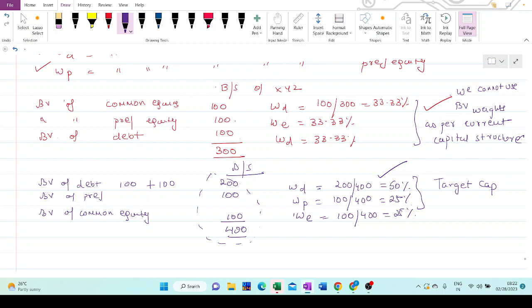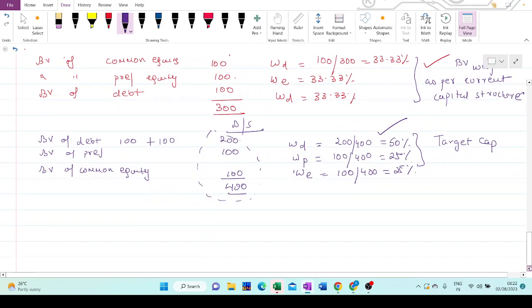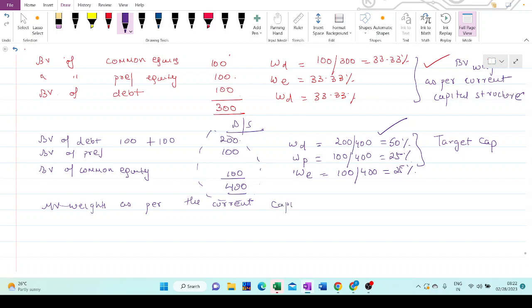And in such a scenario, when we do not know the target capital structure of the company, what weights should we use for calculating WACC? In this case, we use the market value weights as per the current capital structure of the company. So market value weights as per the current capital structure of the company.